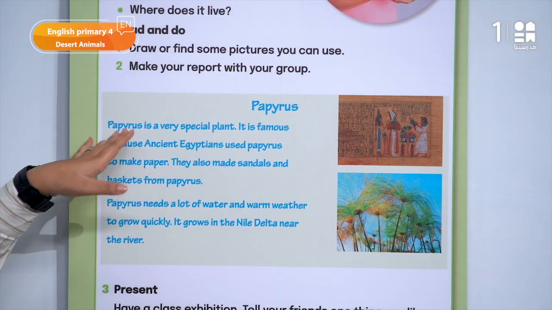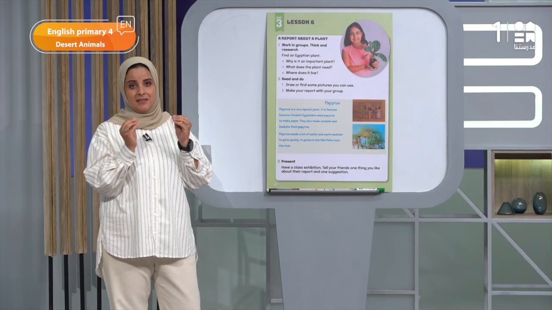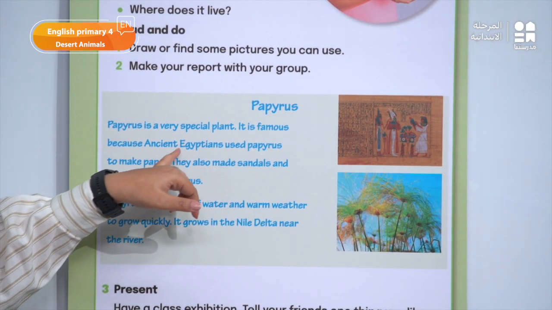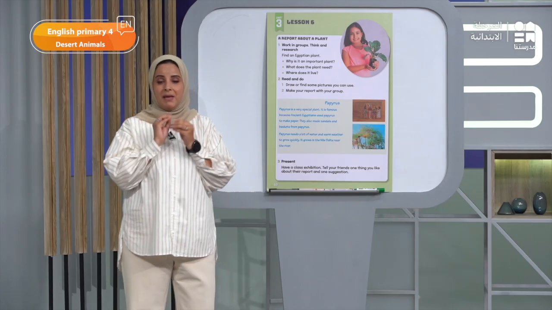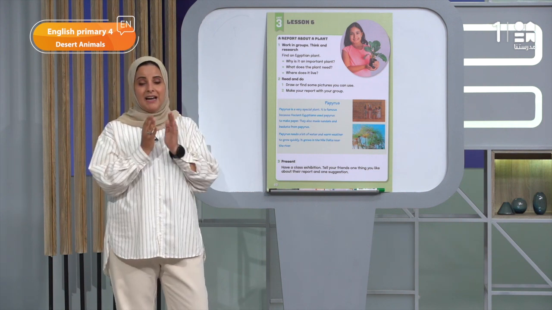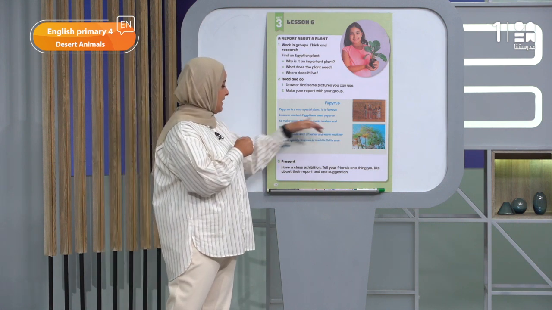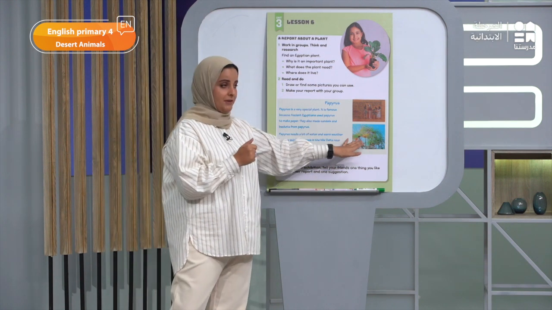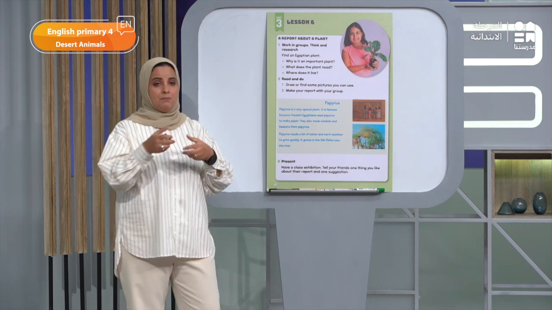Papyrus. Papyrus is a very special plant. البلانت دي مميزة جدا. تعالوا نعرف ليه. It is famous because ancient Egyptians used papyrus to make paper. قدماء المصريين استخدموا البابيروس اللي هو البردي علشان يعملوا منه الورق. They also made sandals and baskets from papyrus. وتخيلوا كمان من الزرعة دي اللي اسمها papyrus عملوا الساندلز بتاعتهم اللي كانوا بيلبسوها وعملوا كمان باسكتس يستخدموها.